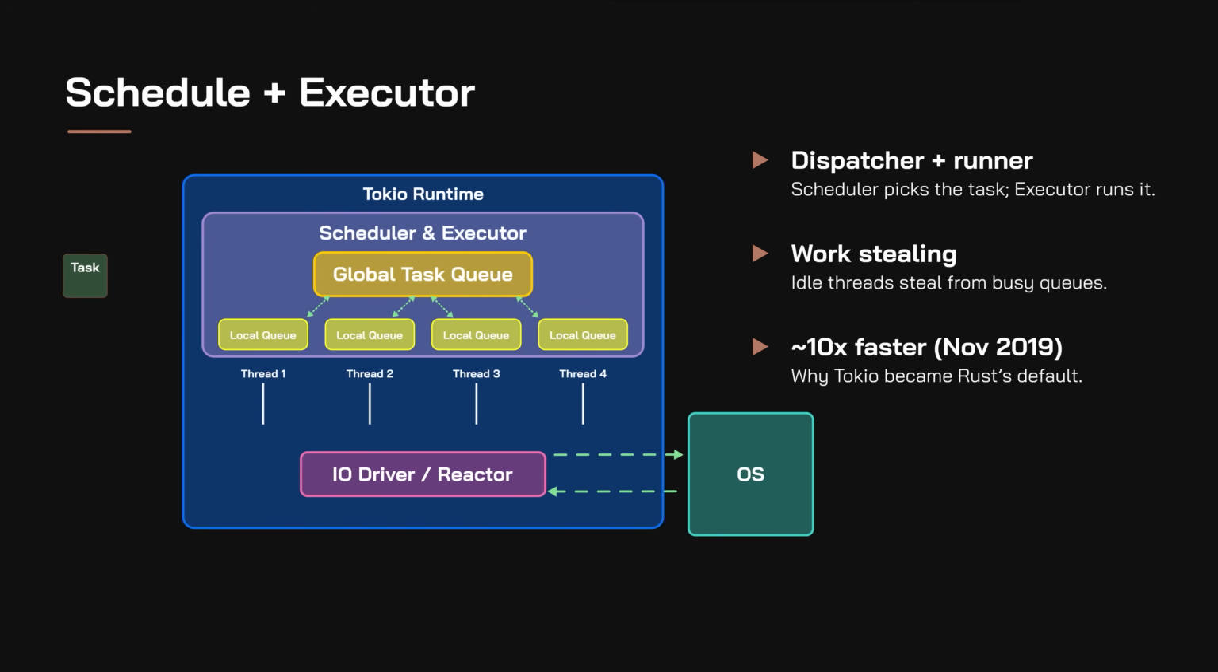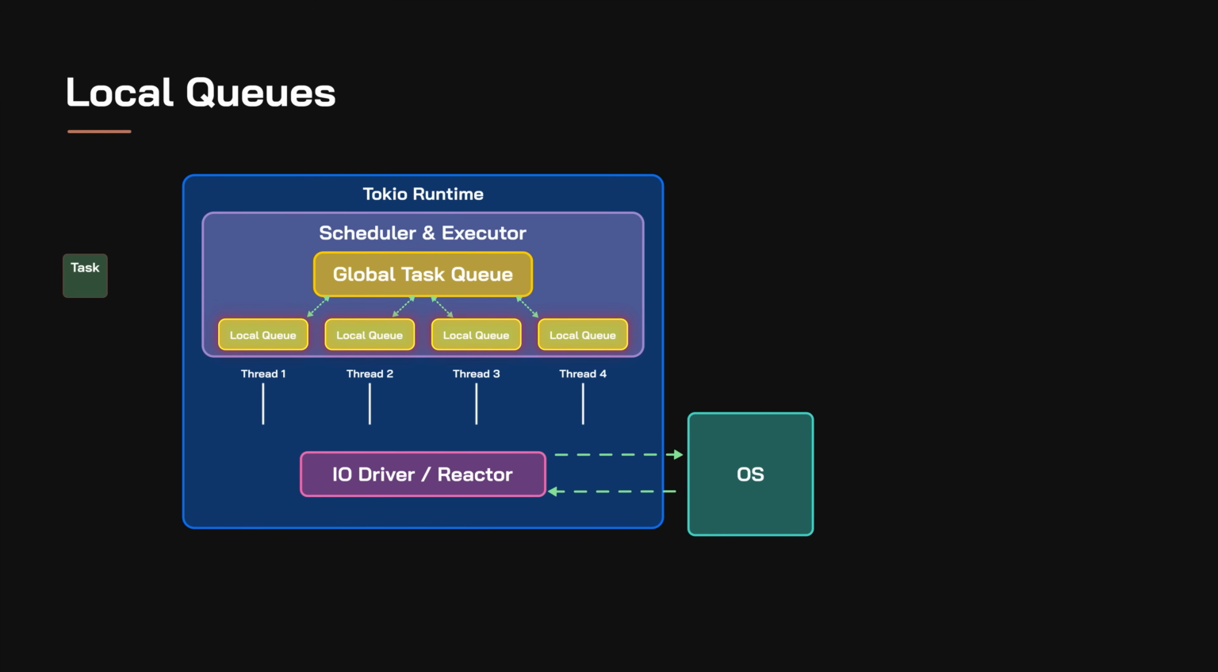Now, to schedule the tasks, the scheduler has access to 2 types of queues: local queues and a global queue. The first type is going to be the local queues. The Tokio runtime creates a pool of worker threads, and every worker thread has its own local queue. Here we have 4 threads, so there are 4 local queues. Each one is private to its worker. No other thread reads from it.